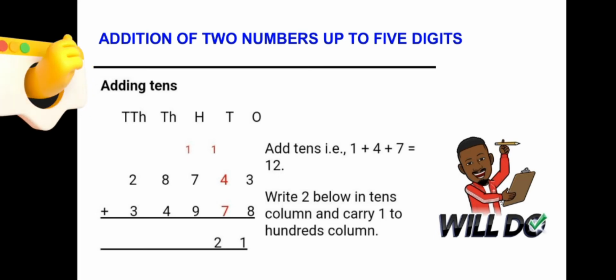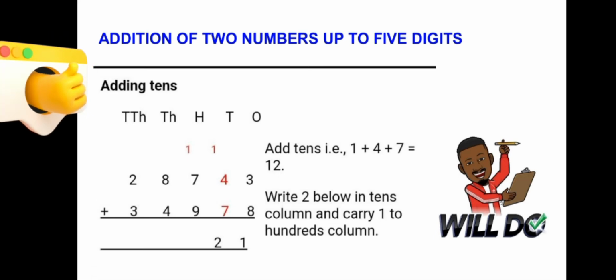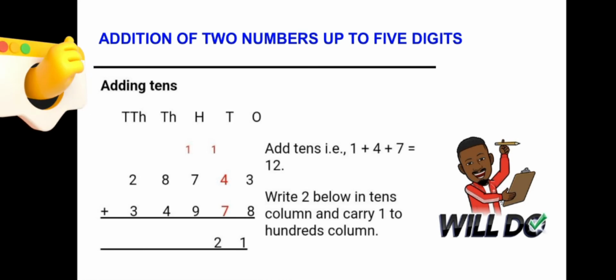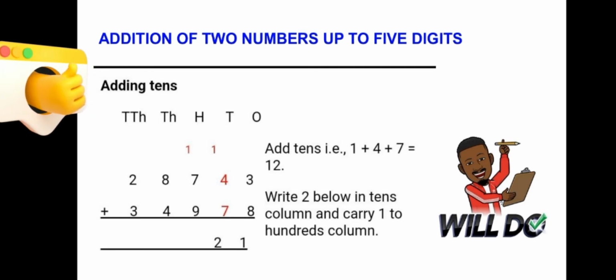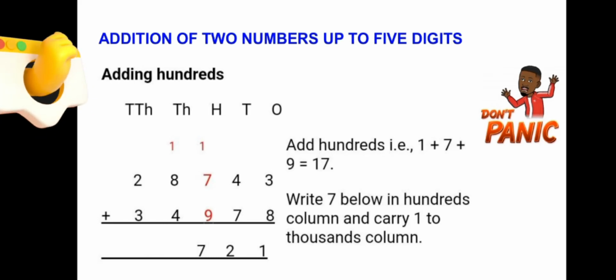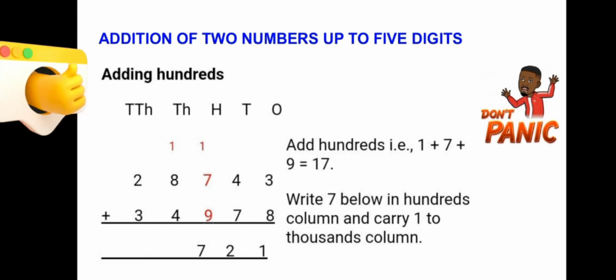So we'll move the 1 to hundreds. So we have 7 and 9 under hundreds. Then we have the 1 that we carried. So now we have 7 plus 9, that is 16, plus the 1 that we carried. So that will be 17.